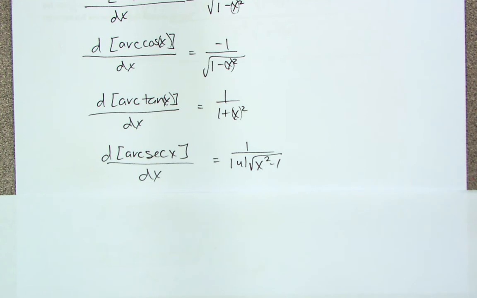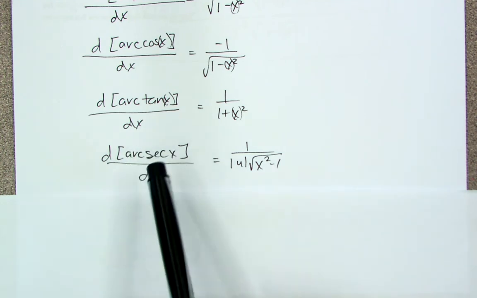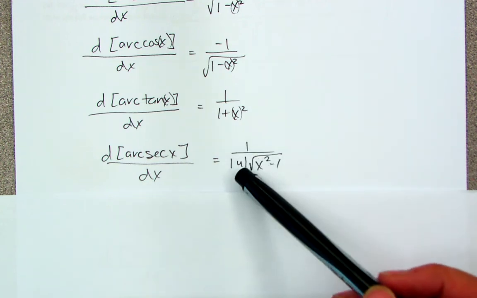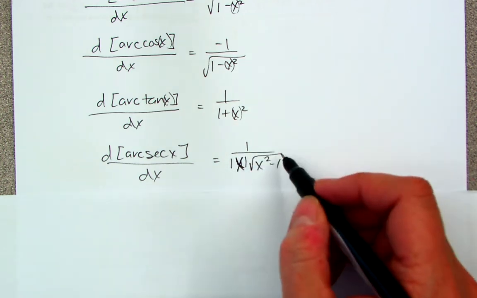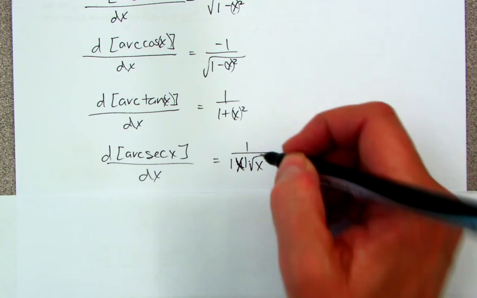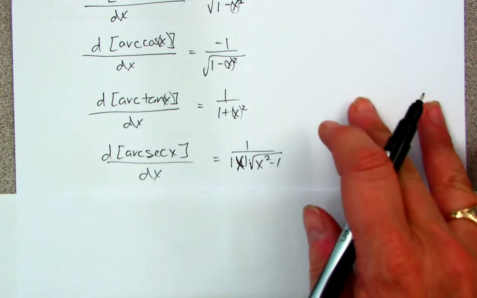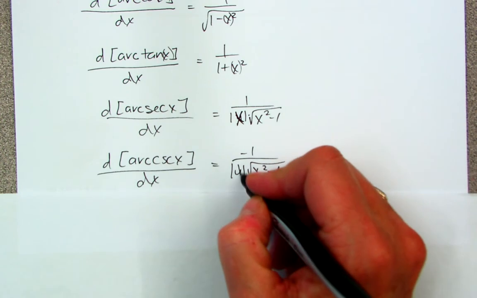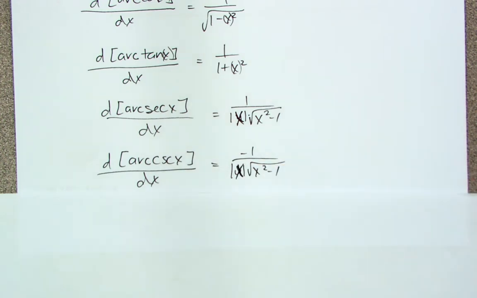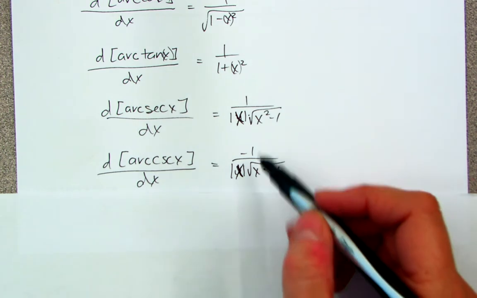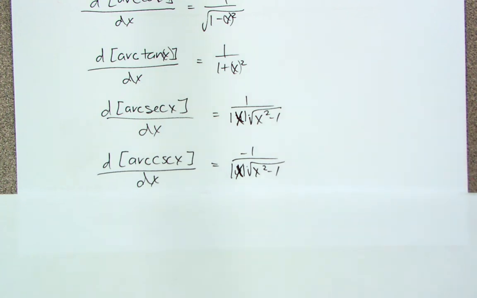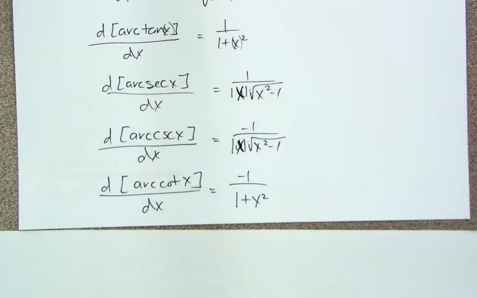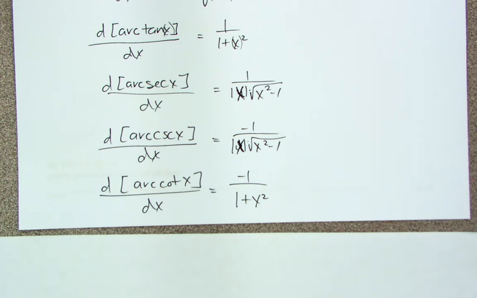Next one, the derivative of the inverse of secant of x, in other words, arc secant of x with respect to x, is 1 over the absolute value of x times the square root of x squared minus 1. Let me put the little dot for times. I did it again, didn't I? The derivative of arc cosecant of x with respect to x is the negative of this: -1 over the absolute value of x times the square root of x squared minus 1. And last but not least is cotangent. The derivative of arc cotangent of x with respect to x is -1 over 1 plus x squared.